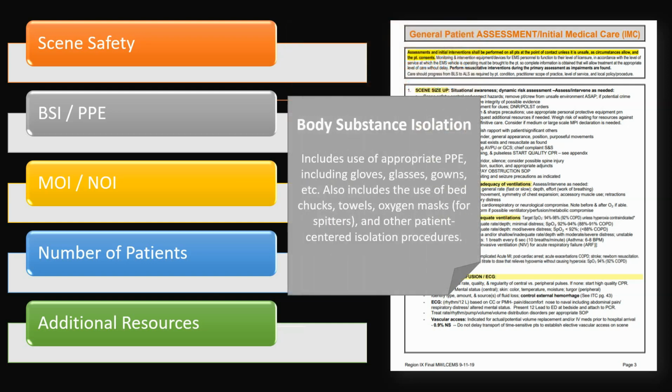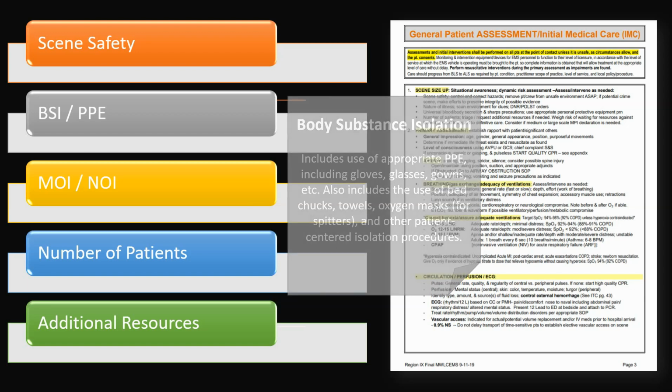With BSI then, again, it's evolved significantly, but when we look at some of the more abstract ideas related to ways that we can isolate ourselves from body substances, it could be a matter of draping towels or blankets over somebody. If we have a patient that's spitting, putting an oxygen mask on them, utilizing bed chucks if a patient's incontinent. All of these things are ways that we are trying to either contain or prevent any of these body fluids from getting on us or out into the environment.